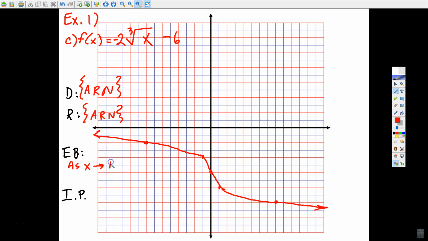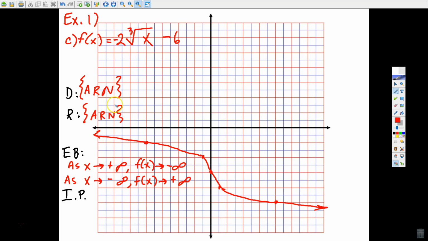Now notice the end behavior is different this time. As x approaches positive infinity, or in other words, we're traveling to the right along the x-axis, this time the function is going to go down. So f of x will approach negative infinity. And then it will be just the opposite going the other way. As x approaches negative infinity, the function will go up. So don't just automatically assume that the end behavior is going to be the same for all of these. When the a number is negative, it causes a switch in the end behavior.